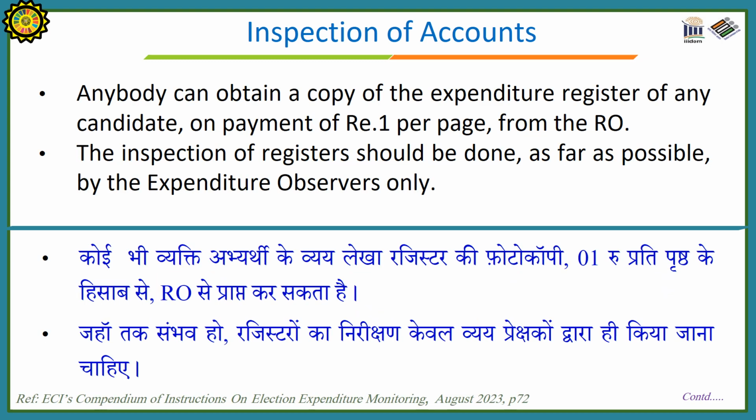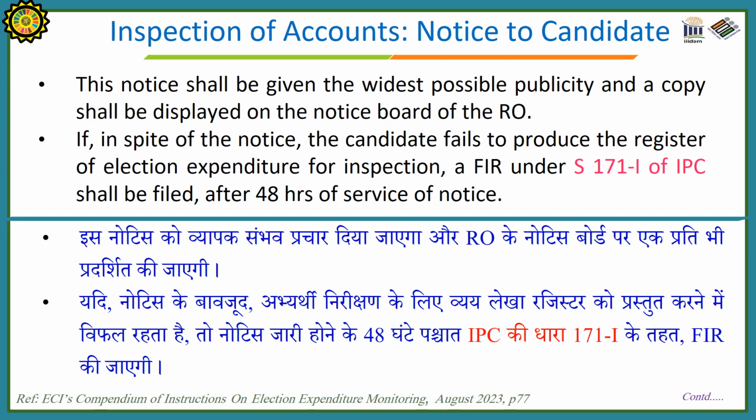Anybody can obtain a copy of the expenditure register of any candidate on payment of ₹1 per page from the returning officer. The inspection of register should be done, as far as possible, by the expenditure observers only. The notice given to the candidate shall be given the widest possible publicity and a copy shall be displayed on the notice board of the returning officer. If in spite of this notice, the candidate fails to produce the register of election expenditure for inspection, an FIR, under Section 171I of IPC, shall be filed after 48 hours of the service of the notice.